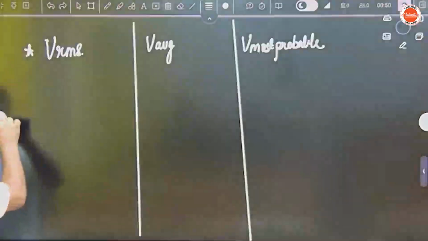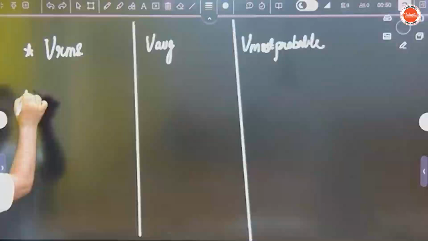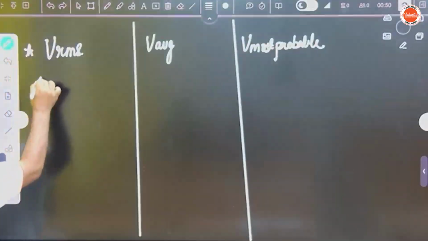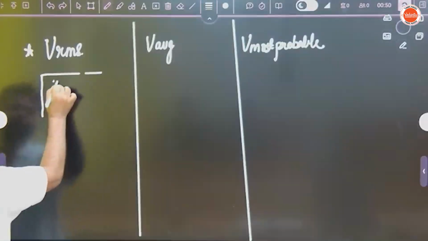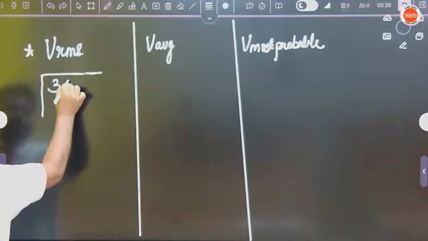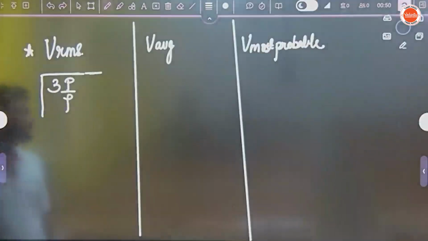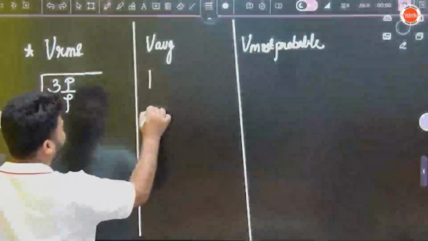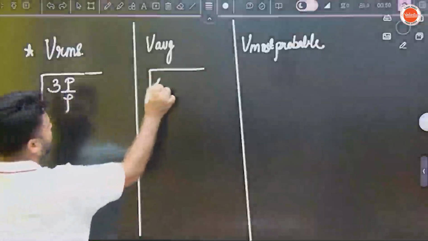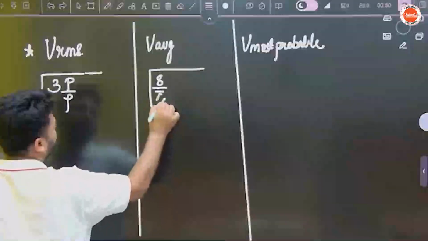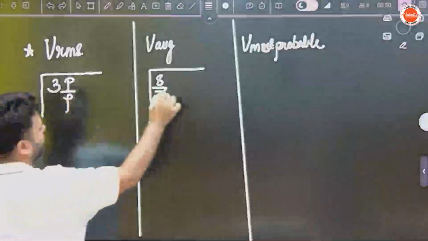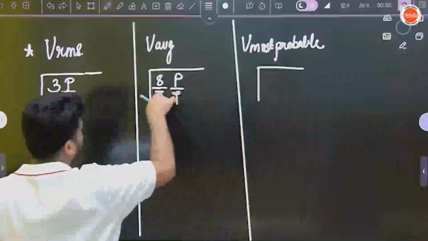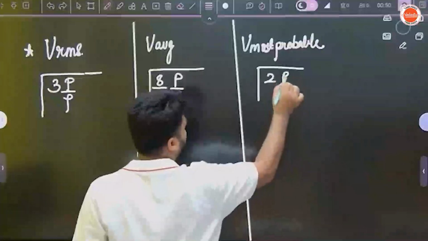There is a formula to calculate this. RMS speed formula. So always remember, RMS speed of gas formula is under root 3 times P by rho. This is the RMS speed. The average speed is a little less than this, a little less than 3. How much? 8 by pi. 8 by pi, if you solve, it is a little less than 3. P by rho. And the most probable speed is less than this, 2 P by rho. This formula you have to remember.